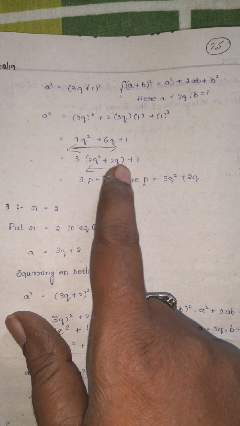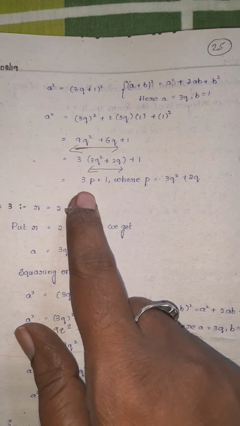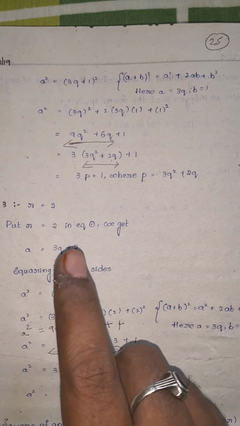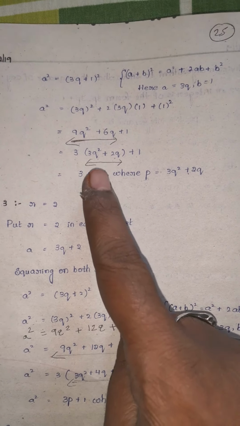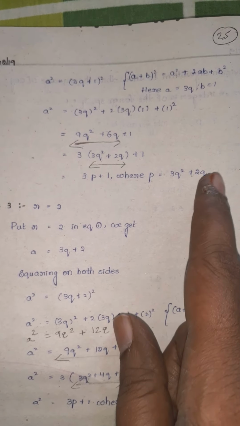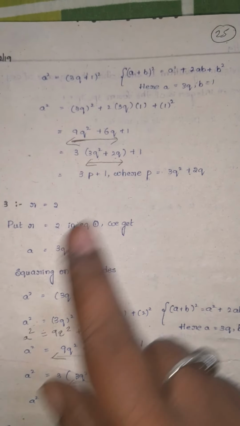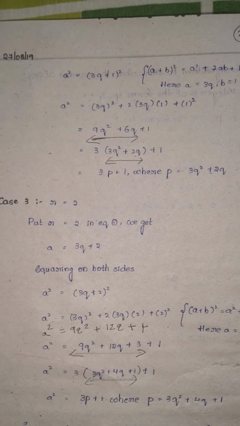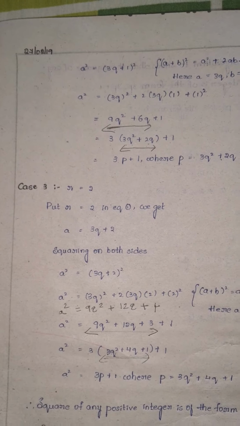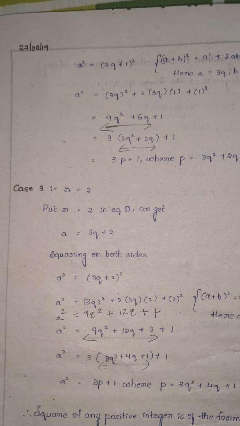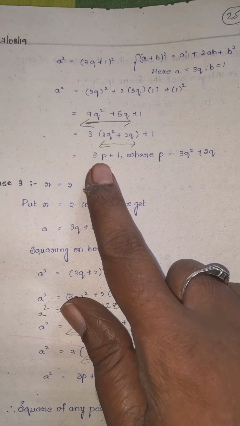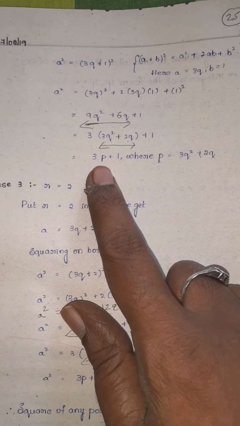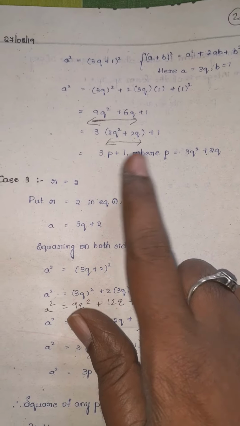In place of 3q square plus 2q, write p. Why? Because our question gives 3p or 3p plus 1. Here the p value is 3q square plus 2q. Don't compare this p value with the above p value. The question asks to write in the form of 3p or 3p plus 1, so write like that only. If k is given in the question, write k. Whatever alphabet is given, write that alphabet only.